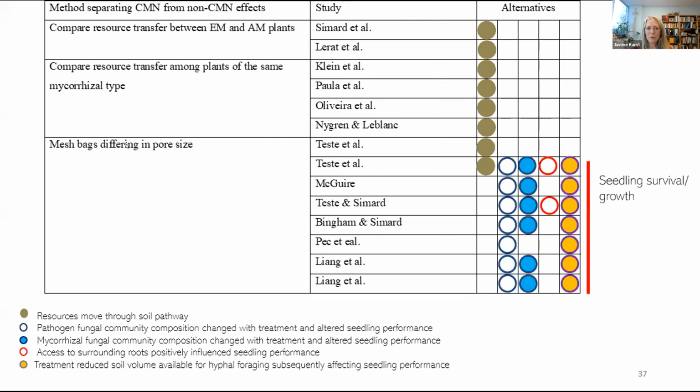So here, these are the experiments using mesh bags differing in pore size. Here's the list of the studies, and here are what we think are plausible alternative explanations. All these studies are reporting positive effects of CMNs on seedling survival or growth. And what we're saying is there are these alternative explanations. In all cases, it could be a change in pathogens, the pathogenic fungi in the soil. It could be a change of the mycorrhizal fungal community composition as a function of those mesh treatments. It could be a change in the soil volume available for foraging hyphae. And in these 2 cases, we think there's actually evidence that roots help the seedlings grow better, which is a little bit unusual.